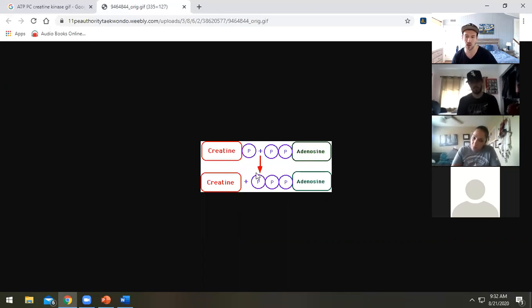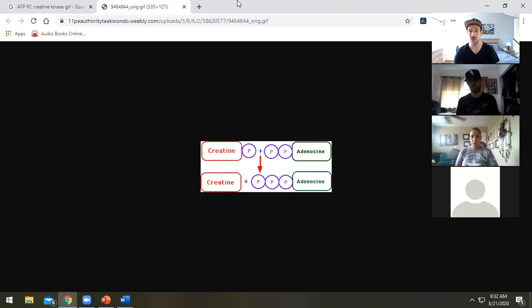So you're not necessarily making new ATP, you're just reattaching phosphates to a broken ATP. This is why it's able to do it so fast. This is why it's able to happen at a super rapid speed, because you're not actually really making anything. You're just resynthesizing it and recycling it.